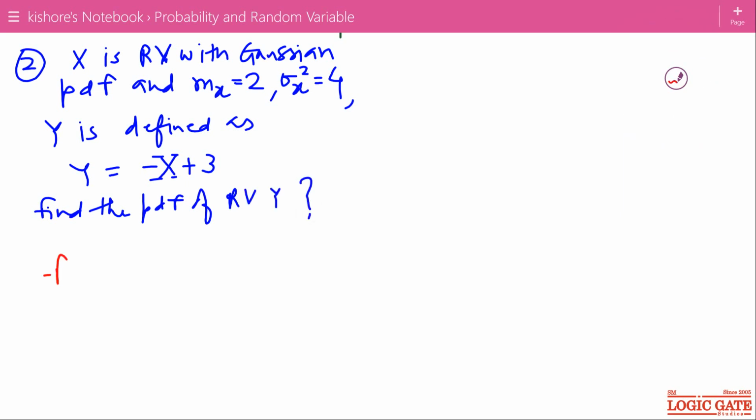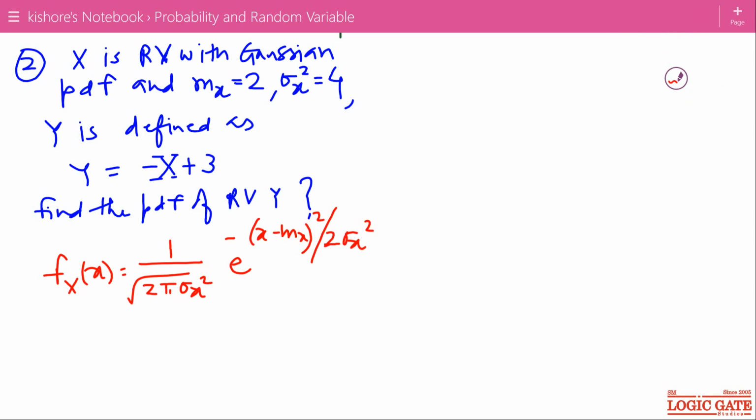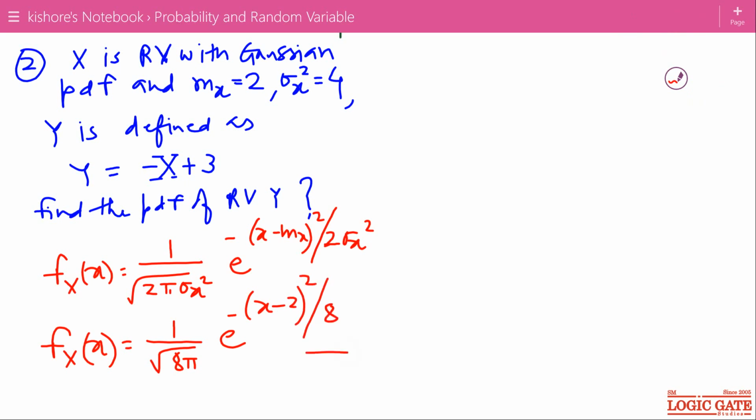First, let us write the PDF of random variable x, that is 1 upon square root of 2 pi sigma x square, e to the power minus (x minus mx) square divided by 2 sigma x square. Now sigma x square is 4, so the PDF of random variable x is 1 by square root of 8 pi, e to the power minus (x minus 2) whole square divided by 8. This is the PDF of random variable x.